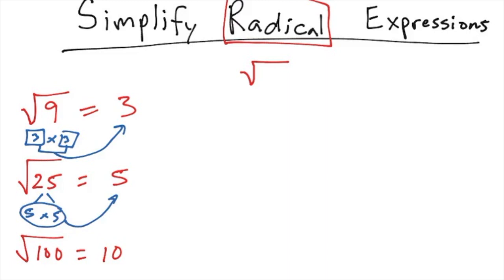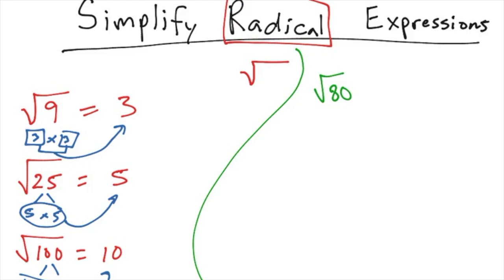Same thing with 100. What two numbers do you know multiply to 100? 10 times 10, and that is one pair, which comes outside. That's usually how you simplify radical expressions. These are the ones that you already know. But what happens when I give you a problem that is not as easy to simplify? For example, square root of 80.